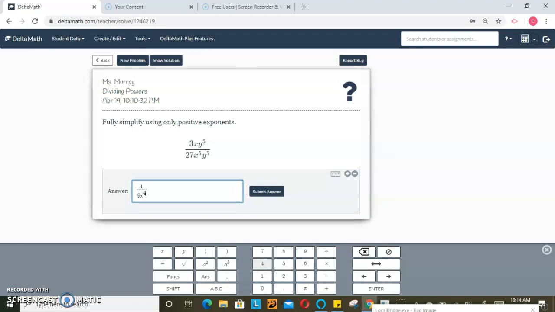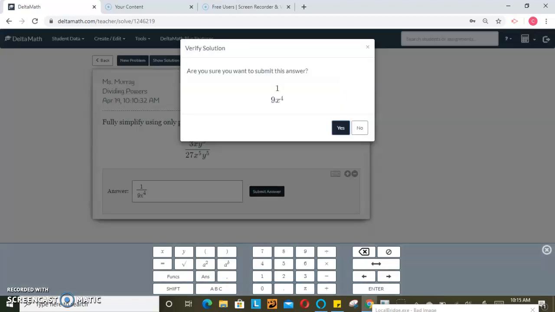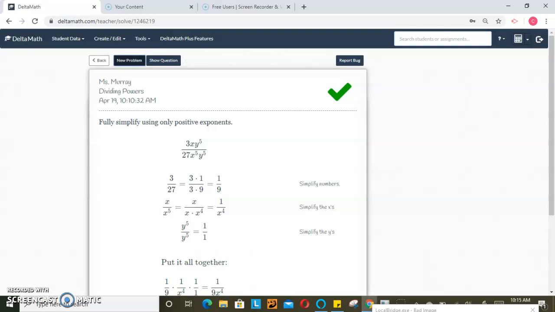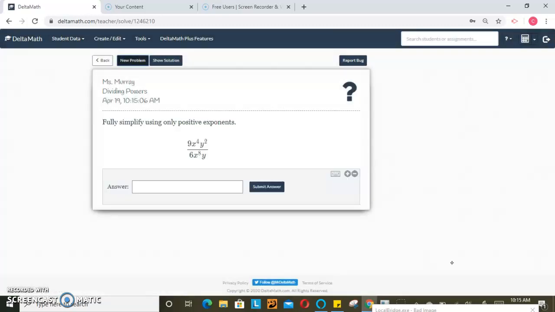If you do not put that 9x to the 4th power in the denominator, your answer will be wrong. Okay, so it's really important that we keep track of what numbers and variables are in the numerator and what numbers and variables are in the denominator. If everything cancels out in the numerator, you will always have a 1 on top. All right, let's submit my answer. All right, let's try another one.